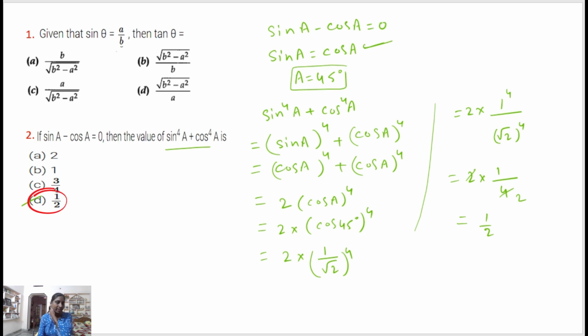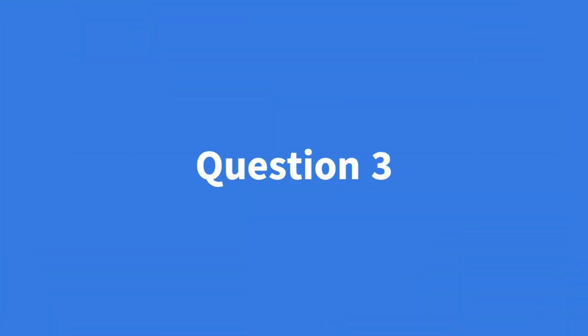Okay, one more way is there here. Directly you can put the value of A here, 45 degree and here also 45 degree. Then sin 45 to the power of 4 plus cos 45 to the power of 4. Okay, you try in this way also. You will get the same answer. Okay. Now let's move to the next question.